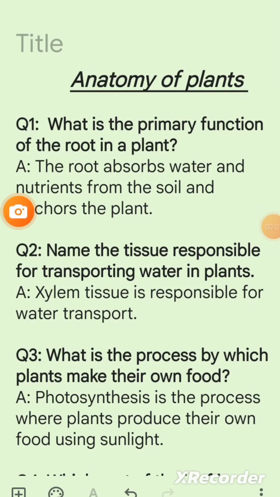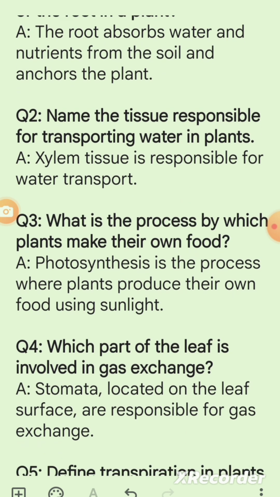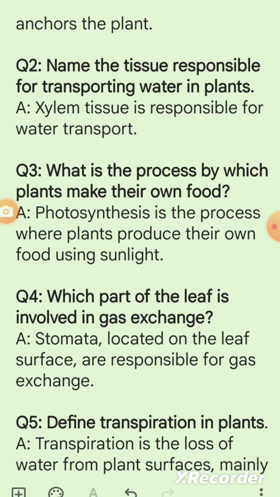Anatomy of plants. Q1. What is the primary function of the root in a plant? A. The root absorbs water and nutrients from the soil and anchors the plant. Q2. Name the tissue responsible for transporting water in plants. A. Xylem tissue is responsible for water transport.